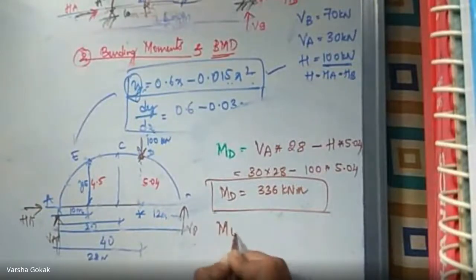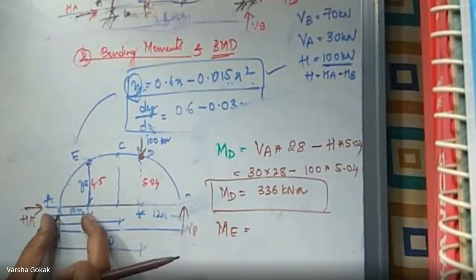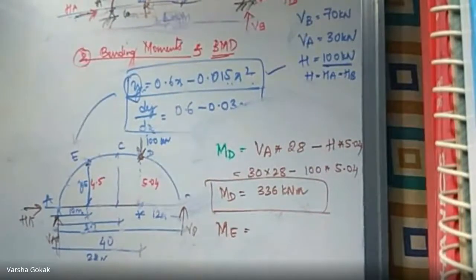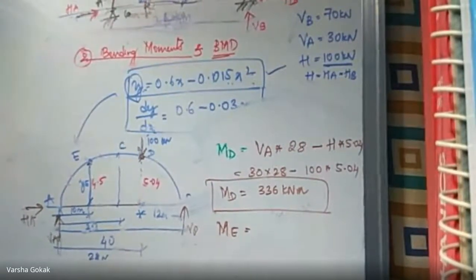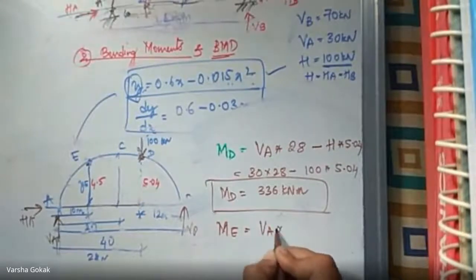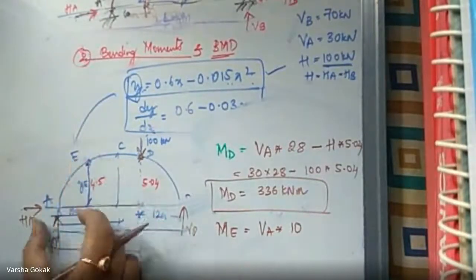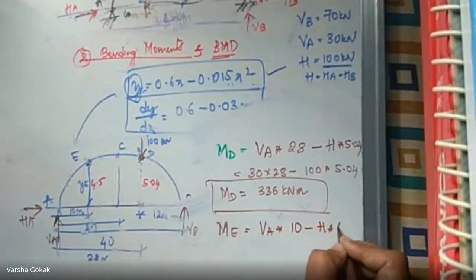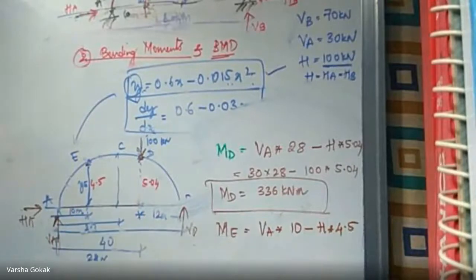Similarly, write moment at E. If I'm writing moment at E, now it is VA into 10, HA into 4.5. Correct, no? Only that will change. So when I'm writing moment at E, it is going to be VA into 10 because this E point is at 10 meters from here. So VA into 10 minus H into 4.5. This height is 4.5. So 30 into 10 minus 100 into 4.5. How much? Minus 150.